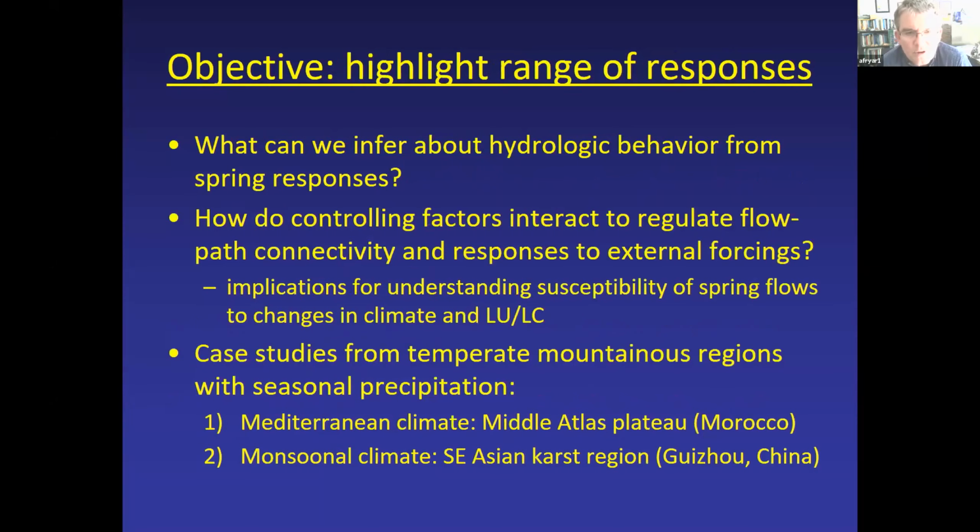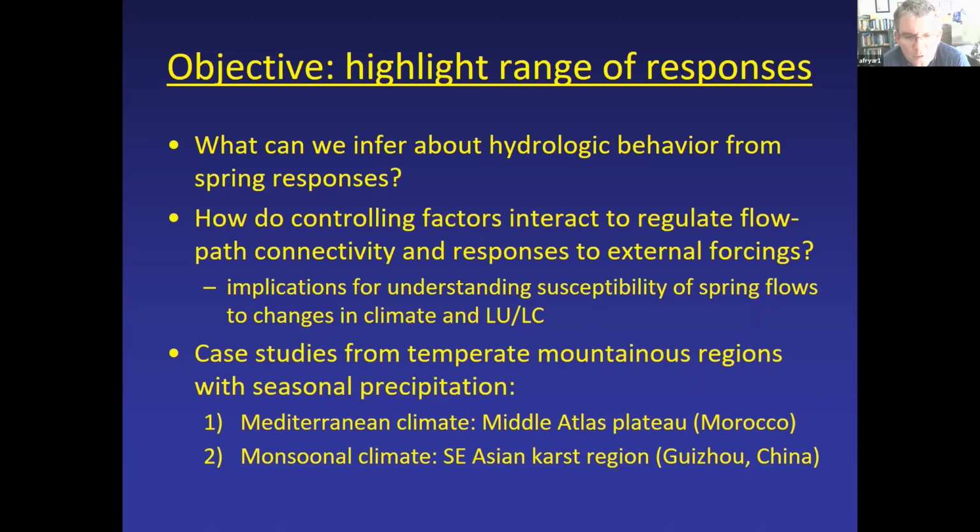So the objective of this talk is to highlight the range of responses for two different springs and address what we may be able to infer about hydrologic behavior from these spring responses, and in particular, how the controlling factors that I mentioned in the previous slide interact to regulate flow path connectivity and responses to external forcings, such as climate and land use, land cover, and implications thereby for understanding the susceptibility of spring flows to environmental changes.